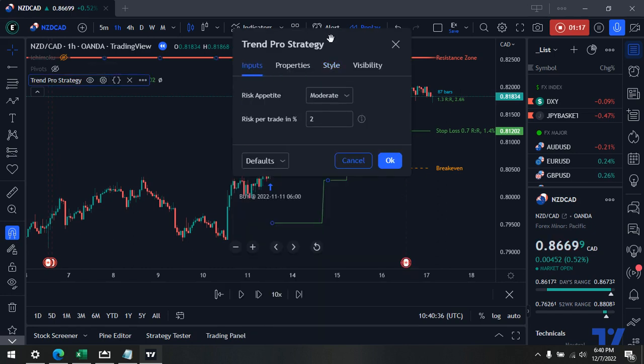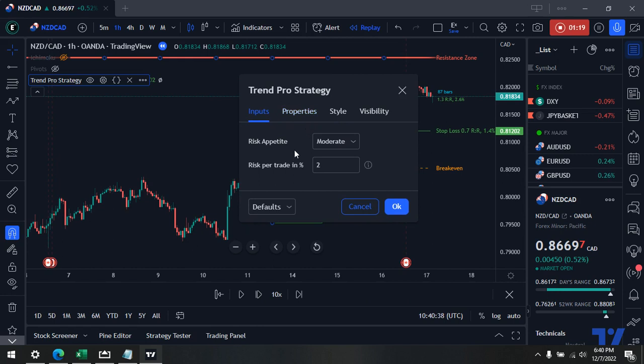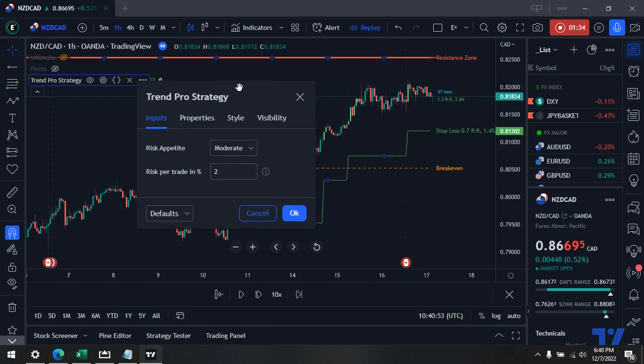So it's very simple. If you go to the strategy settings, what you have here is just essentially one setting, right? Your risk appetite. You choose between low, moderate, and high. Now, this risk per trade in percentage here is just for cosmetic purposes, just so you can monitor your own trade, right, or your own entry, or at least get an idea when you do backtesting.